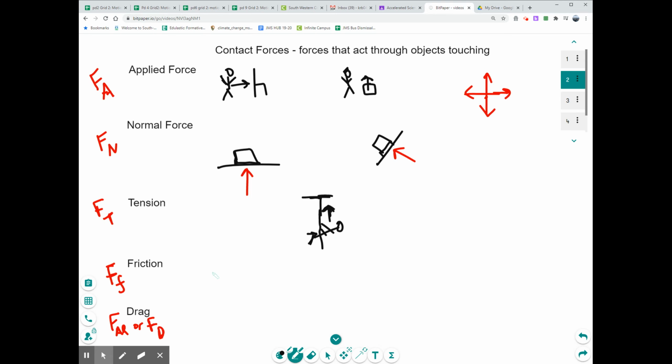Okay, friction. Let's make a bike, shall we? It's a beautiful, beautiful bike. It's going to be really good. You guys are going to love it.